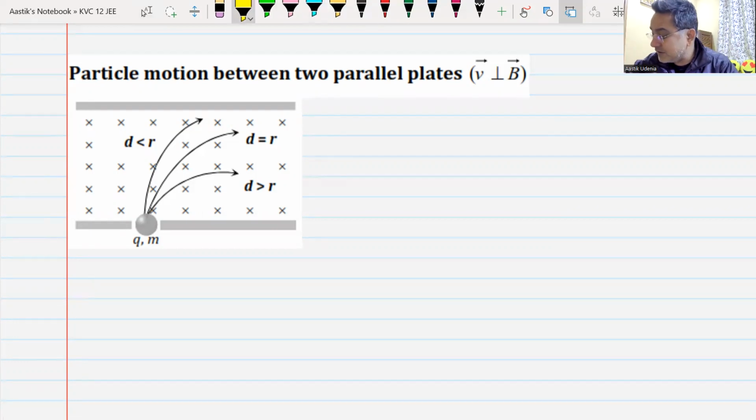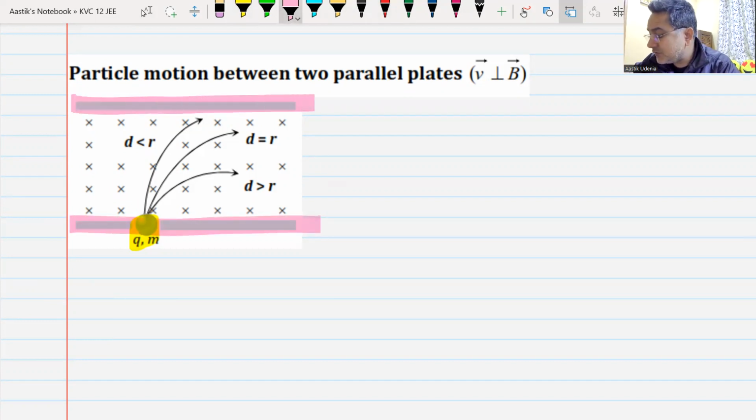You can see this particle here of mass m and charge q, and I've released it in a magnetic field. The magnetic field exists between these two pink plates. These are the two plates where I have released this particle, and in between these two plates there is a magnetic field which is going inside. Do we see this?